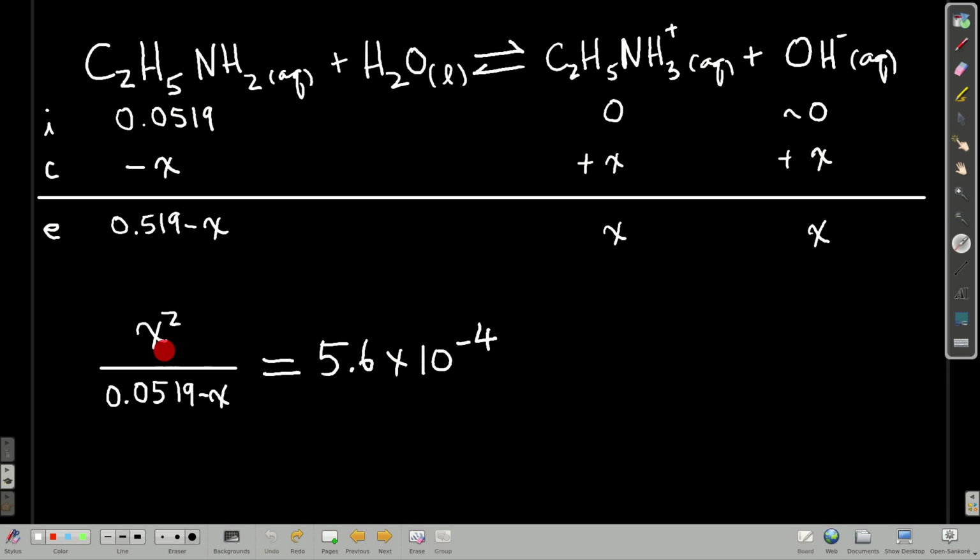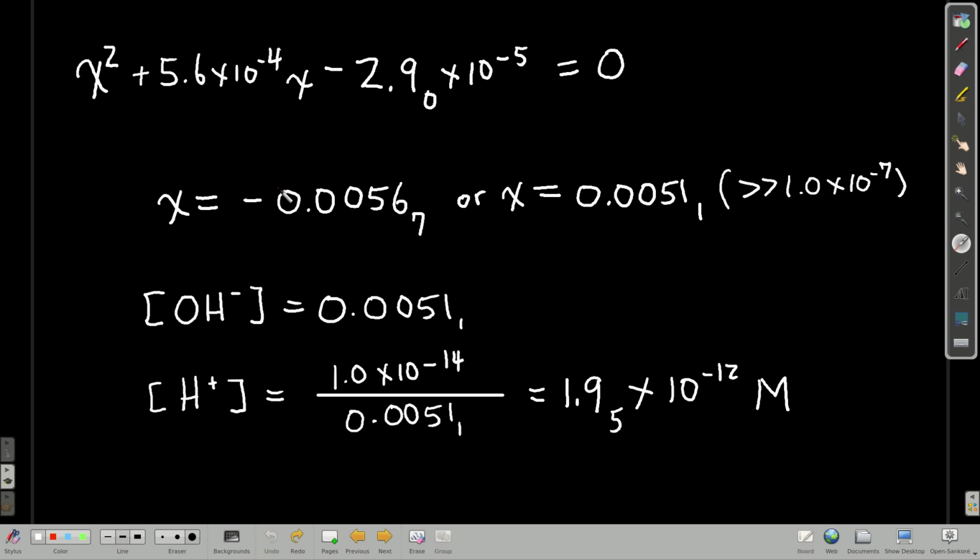All we're going to do now is solve for x. That'll be the hydroxide ion concentration. So it ends up that if you, and you should do this almost every time, assume that x is a lot less than 0.0519. When you do, you'll find that it does not satisfy the 5% rule. So what? So we have to use the quadratic equation. Big deal. Well, there it is.